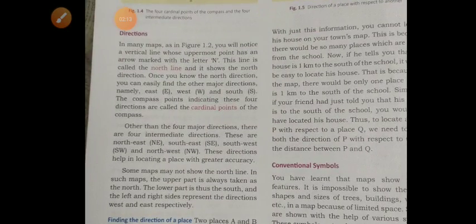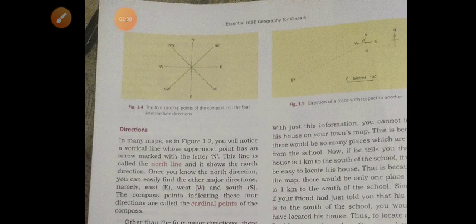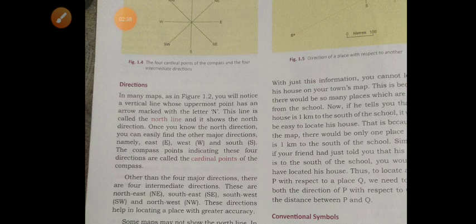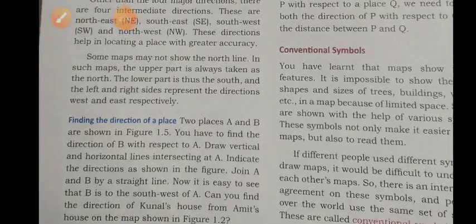What are the cardinal points? Cardinal points. The compass points indicating the four major directions. They are north, south, east and west. And we learned some intermediate directions also. Northeast, southeast, southwest, northwest. Cardinal directions and intermediate directions. And then we discussed about the conventional symbol.